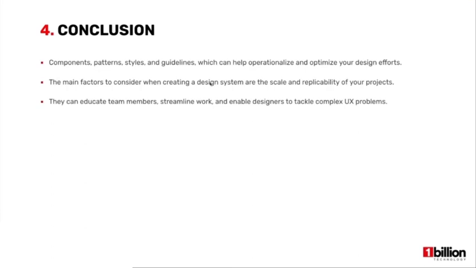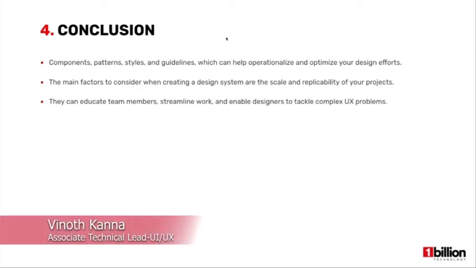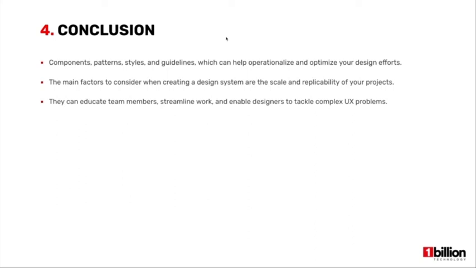So the conclusion: design systems are made of many components, patterns, styles, and guidelines, which can help operationalize or optimize your design efforts, right? However, they are designed, managed, and implemented by people. The main factor to consider when creating a design system is the scale and replicability of your project. So you can replicate it, right? Basically, the resources and the time available. And also, if you see the third point, when poorly implemented and maintained, the design system can be a problem basically.